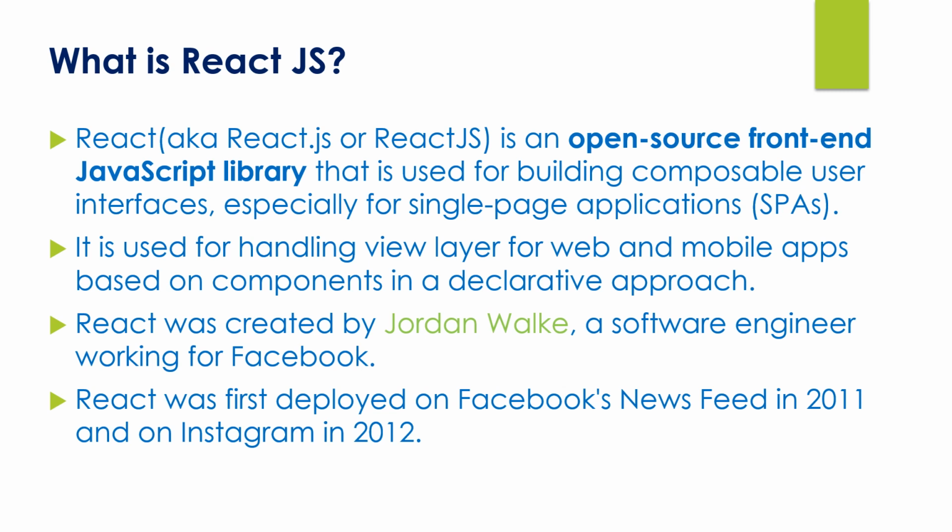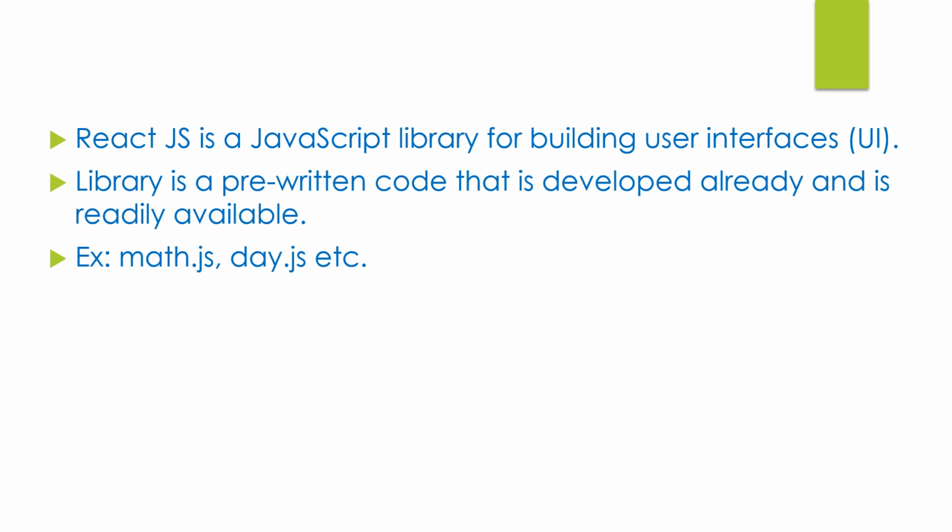React was first created by Jordan Walke, a software engineer working for Facebook. React was first deployed on Facebook's news feed in 2011 and on Instagram in 2012. React.js is a JavaScript library for building user interfaces. A library is pre-written code that is developed already and is readily available. For example, math.js and date.js are libraries which are already built, which we can use for developing applications rapidly.